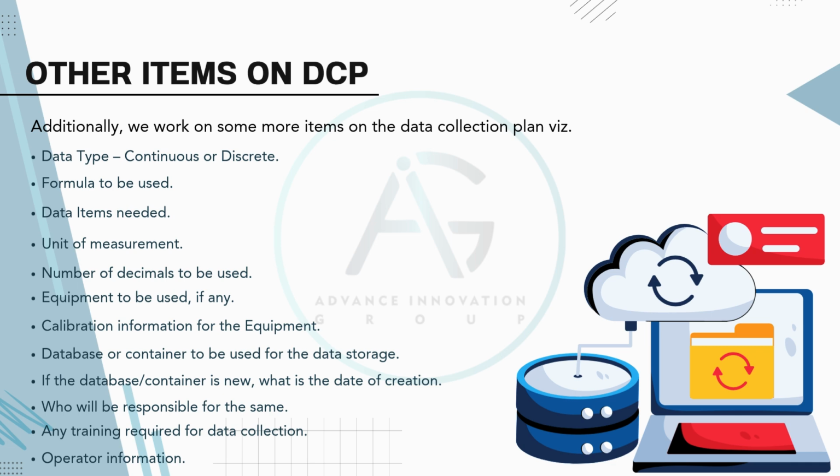10. Responsible person. Assign ownership for the data collection process. This improves accountability. 11. Training required. If data collectors need training, highlight that need. 12. Operator information. Capture who will actually collect the data.